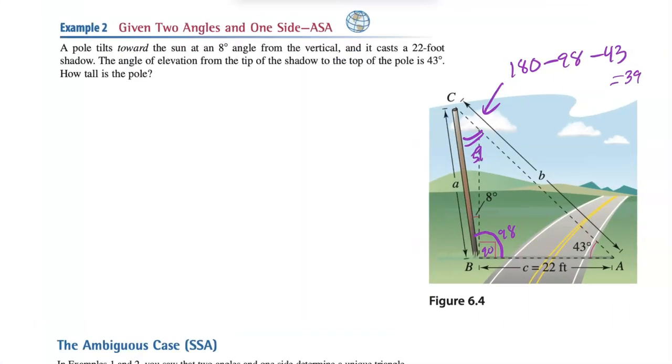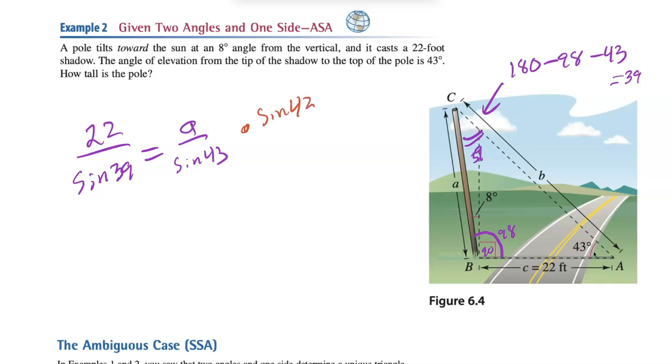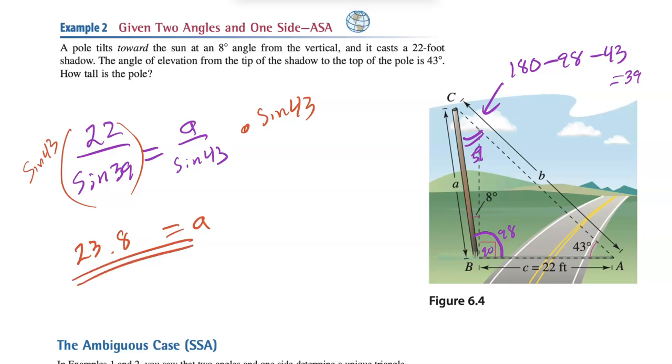And now we have a pair, right? We have angle C with side C. So we're going to set it up. 22 over sine of 39 equals, we want to find out what A is. A goes with 43. So A over sine of 43. We're going to multiply both sides by sine of 43. And to spare you, I put it in off camera, so 23.8. That's how tall the pole is. 23.8 feet? Yes. Okay.